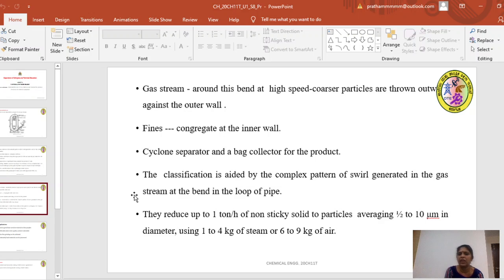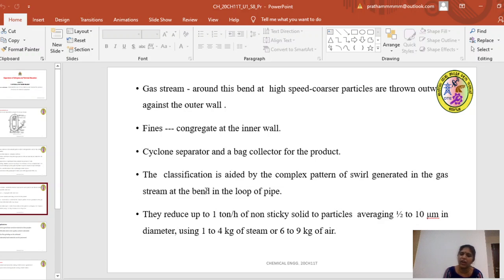For collection, we usually take the cyclone separator and a bag collector for the product. And as we already know, this fluid energy mill has the capacity to reduce up to 6,000 kg per hour, and it can reduce up to 1 ton per hour of non-sticky solid particles using 1 to 4 kg of steam or 6 to 9 kg of air.